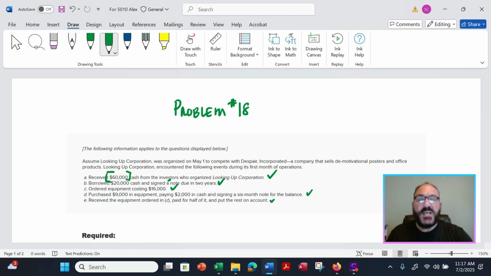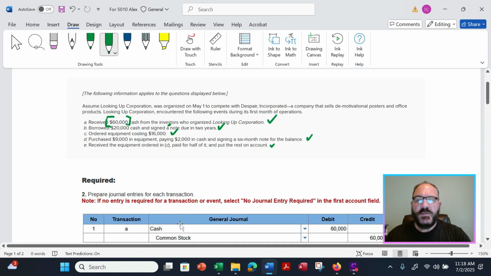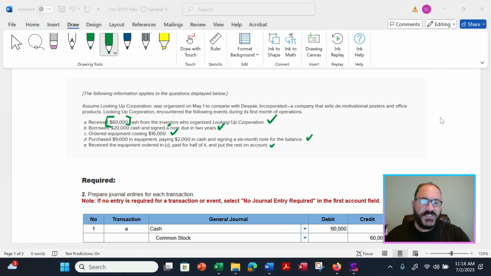So that means their cash is going to increase, right? And then they're going to have stockholders' equity of $60,000. So basically the journal entry would look like this below. You see where it says cash, or in this case they put in common stock. There's 60,000 in cash, and notice how you have to put the A here and then the debit and the credit. Now the next one, it says they borrowed $20,000 in cash.